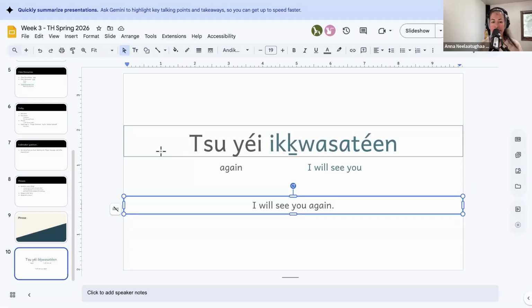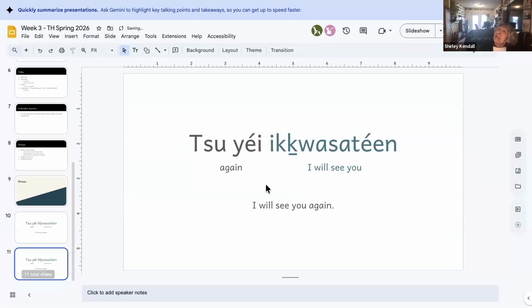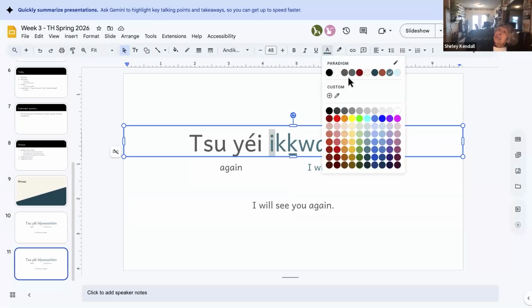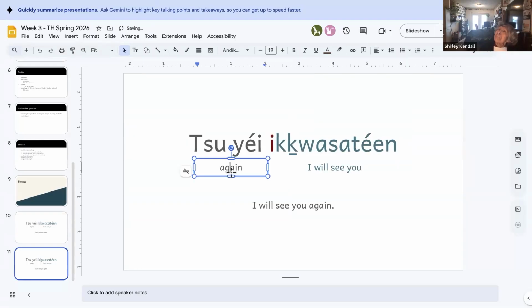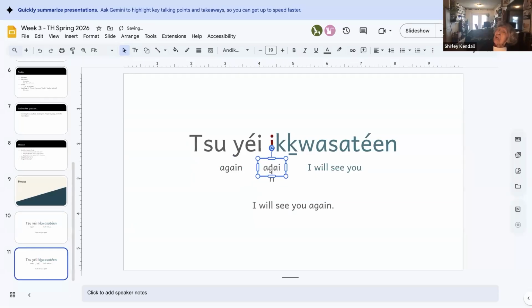Shirley, how do we sound? It sounds good. I want to point out that ik is one letter. It means you. It's ik plus satine, and satine is the word for seeing. So tsuye ik kwa satine means I will see you after a while, or I'll see you again.